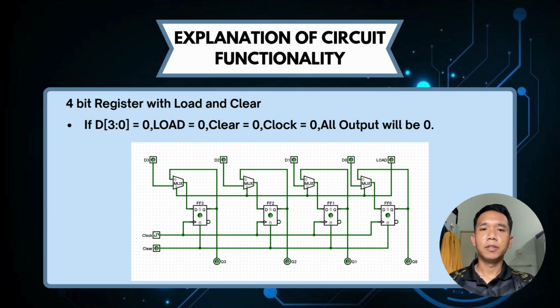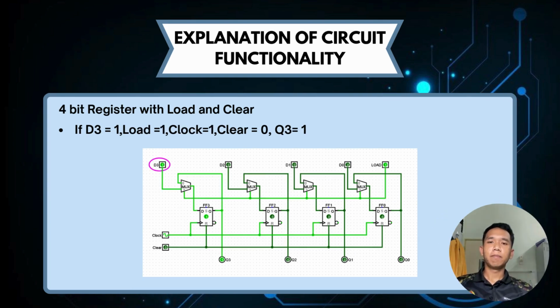So today I will continue to explain the circuit functionality. So the first picture, all inputs are set to 0. If D3 equals 0, load equals 0, clear equals 0 and clock equals 0, all outputs will be 0. As a result, all the outputs Q3, Q2, Q1 and Q0 remain at 0.